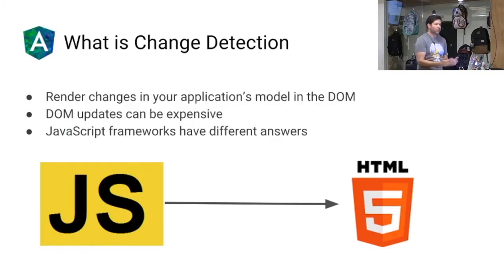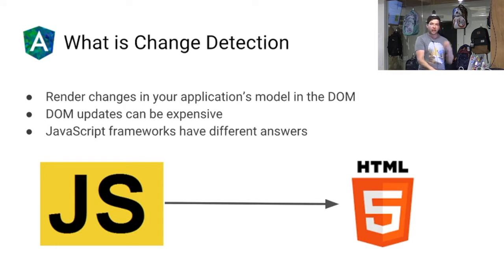So what is change detection? This is a common feature that every JavaScript framework has. This is when the app decides to look at the changes that have happened in your model, in your JavaScript code, and then render those changes to an updated DOM, to an updated browser representation. An important thing to keep in mind is that DOM updates are one of the most expensive things that a JavaScript app can do.